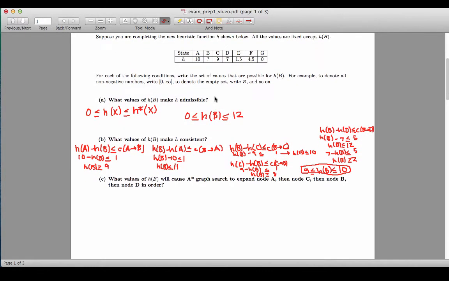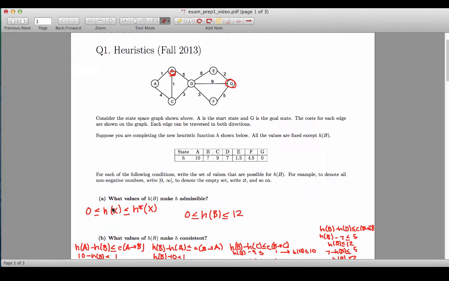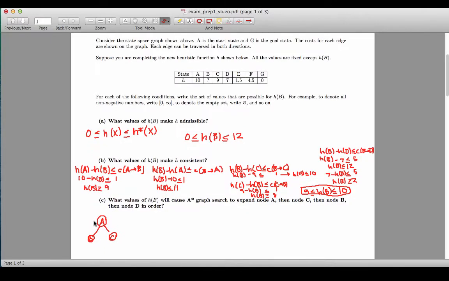Now let's move on to part C. In this problem, we're trying to determine what values of h of b will cause A star graph search to expand node A, node C, node B, and then node D. In this graph, we always start by expanding node A. That's a given, and we don't need to worry about that. When we expand node A, we get the two nodes that are next to A, which are B and C. The cost to B is 1, and the cost to C is 4.